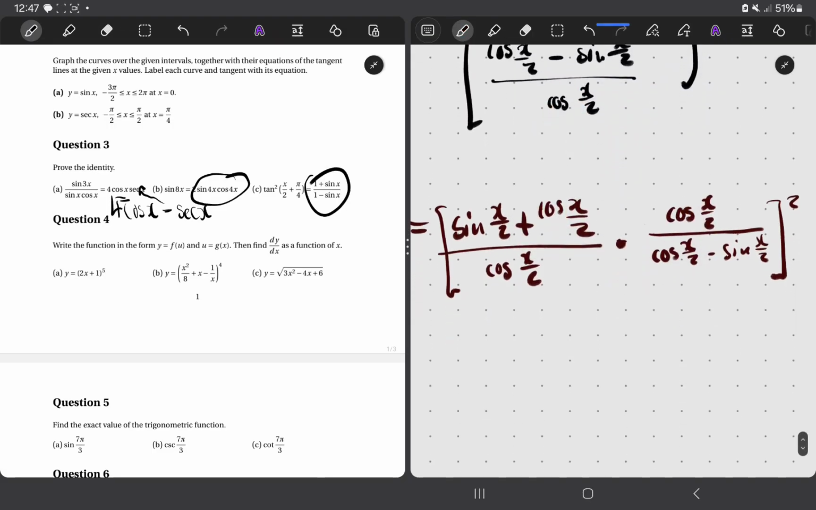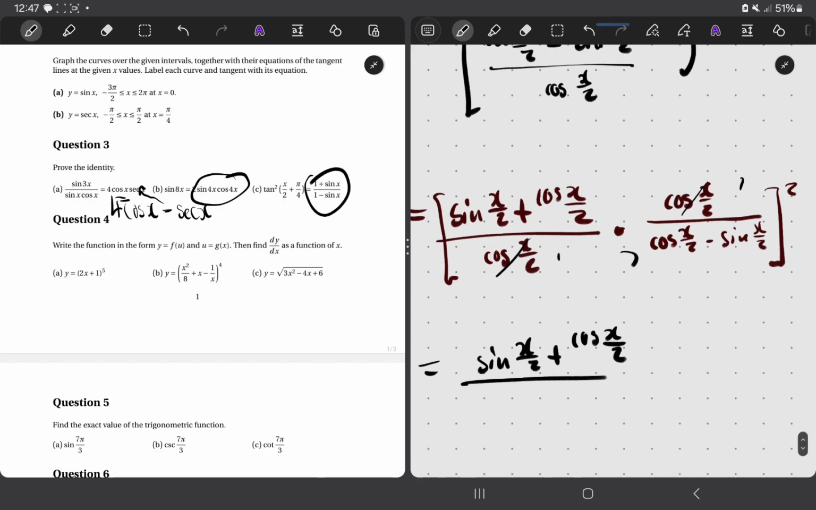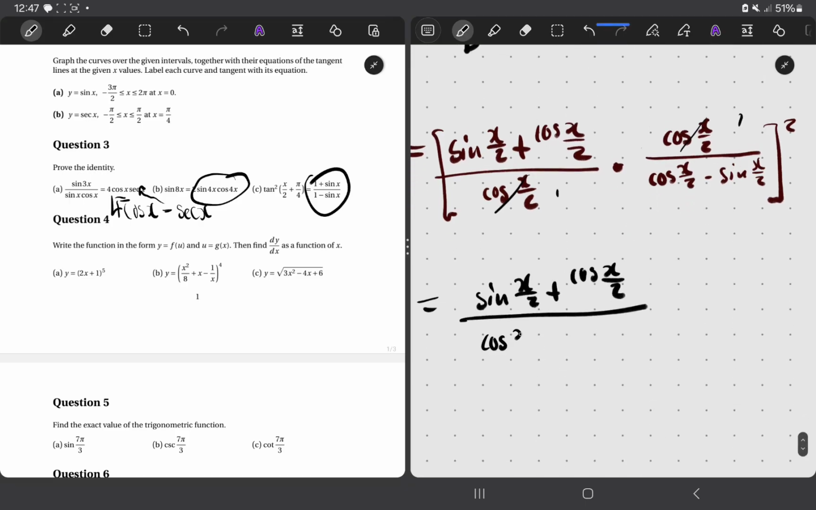Now, what do we do when it's like this? Well, we let the cos x over 2 and cos x over 2 cancel out. They become 1, 1. So now we'll have this times 1, because when you multiply two fractions, the top multiplies, the bottom multiplies. So it's now sine x over 2 plus cos x over 2 times 1, which is just going to be sine x over 2 plus cos x over 2 divided by, here it's now 1 times this, so this just becomes cos x over 2 minus sine x over 2. Then remember that this is all squared.